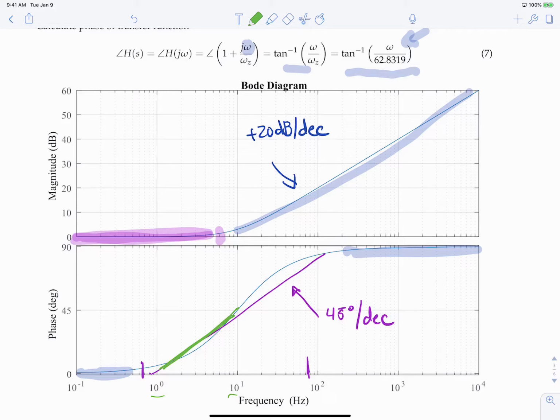Again, I made these in MATLAB so you can get the actual thing, but just to give you an idea what a zero does, essentially you're going to add 45 degrees of phase right where the zero is, and it's going to increase your phase by 45 degrees per decade, from 1 decade below the zero up until 1 decade above the zero. This is what you always get when you have a zero.